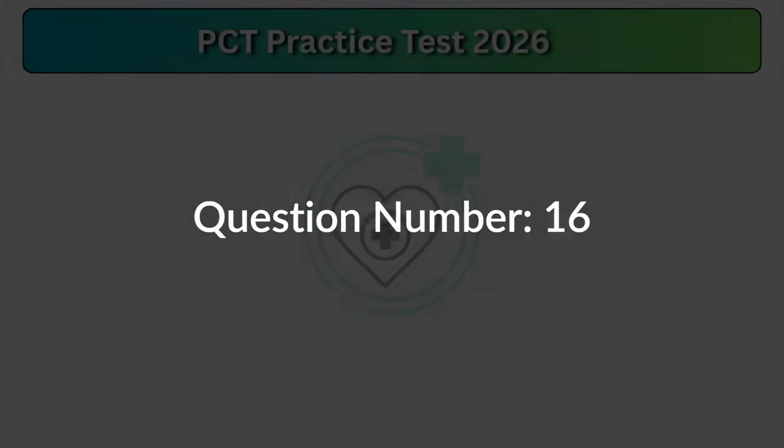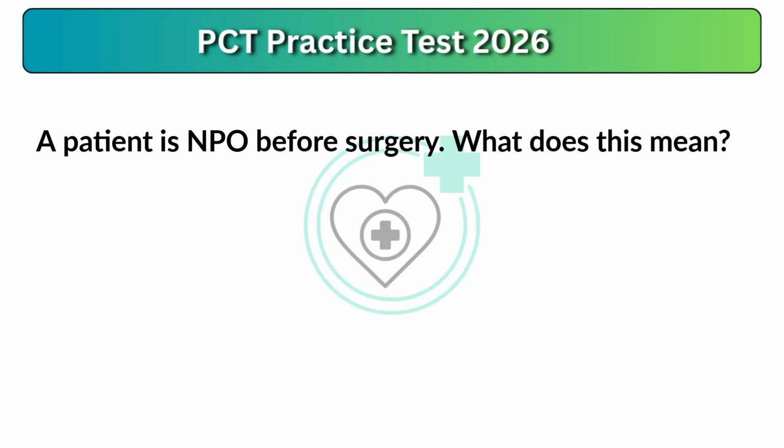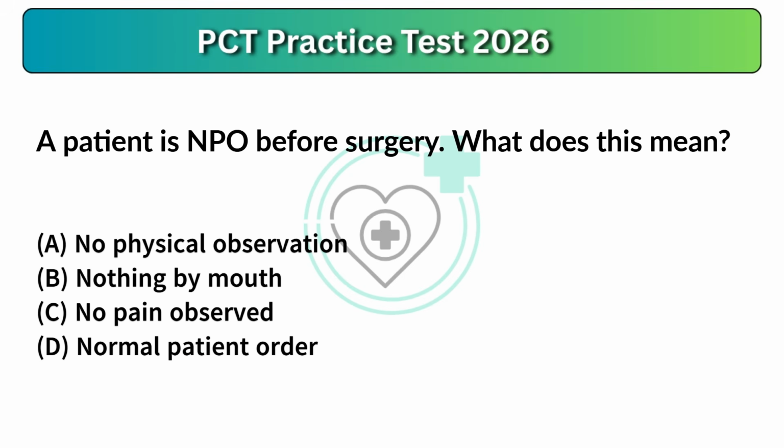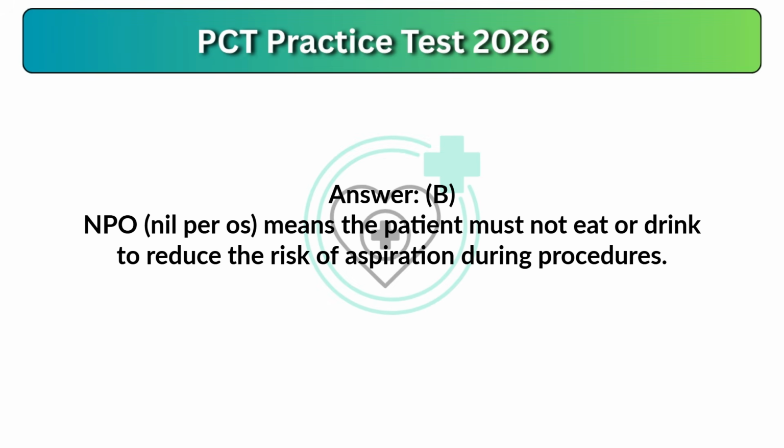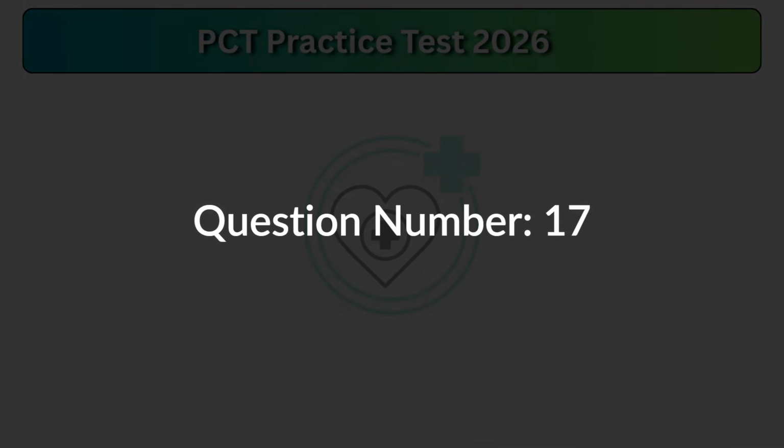Question number 16. A patient is NPO before surgery. What does this mean? A. No physical observation. B. Nothing by mouth. C. No pain observed. D. Normal patient order. Answer B. NPO, nil per os, means the patient must not eat or drink to reduce the risk of aspiration during procedures.